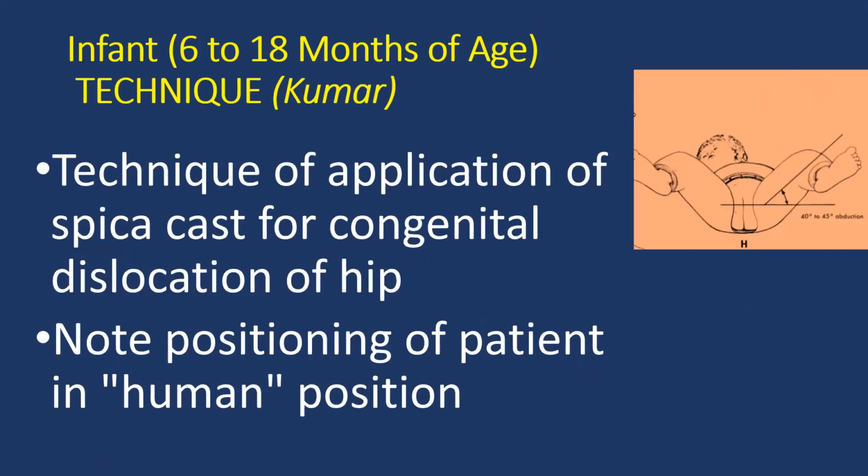The technique of application of a spica cast for congenital dislocation of the hip. Note the positioning of the patient in the human position. This is the best position we like to apply: 90 degrees of flexion, around 40 or 45 degrees of abduction. You see this on this slide.